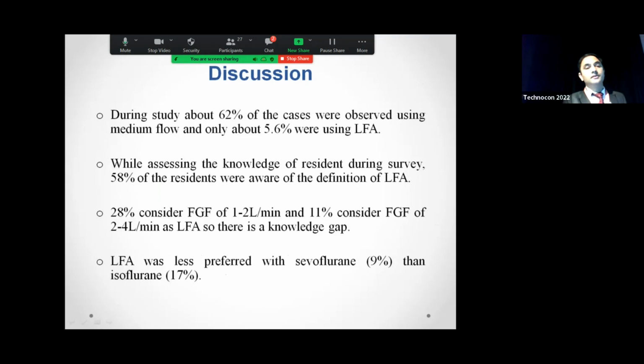In the discussion, during the study, about 62% of cases were observed in medium flow, and only 5.6% were done in low flow anesthesia. That shows the very low prevalence of use of low flow anesthesia.